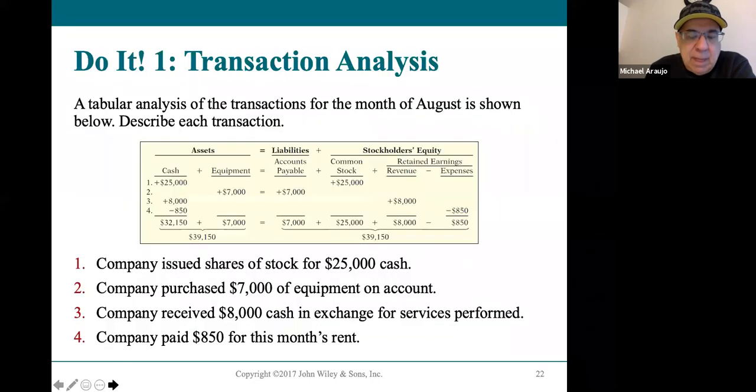Okay. So this is all wrapped as a summary of this, by the way, on page 99 in your book, showing all of these transactions together. But this is something that you have to know. The do it exercise, this particular exercise is on page 100 in your book.